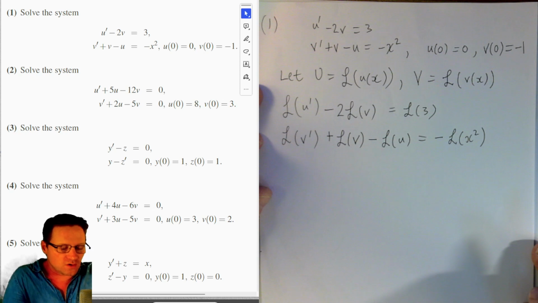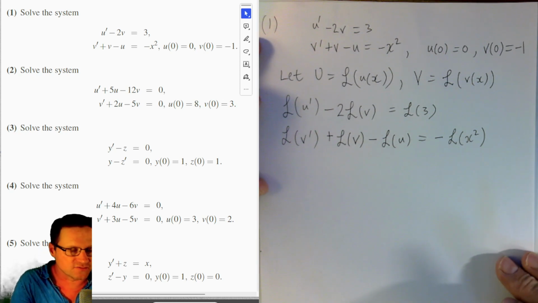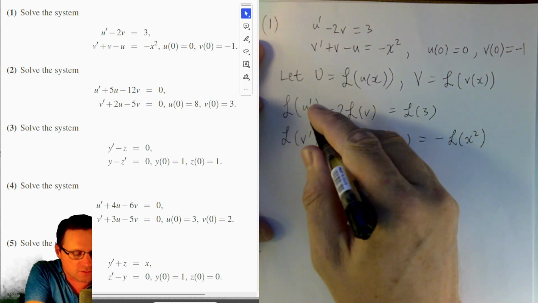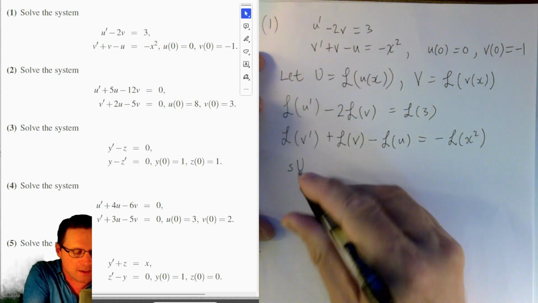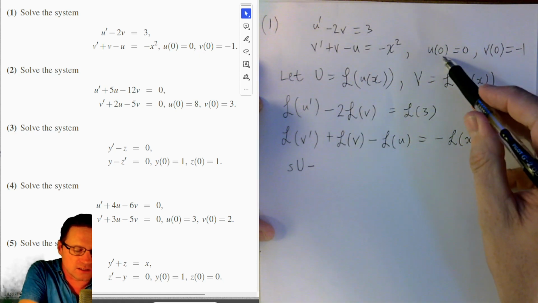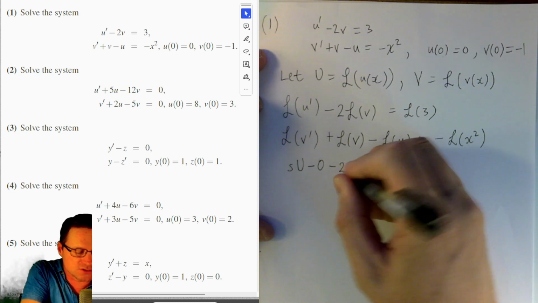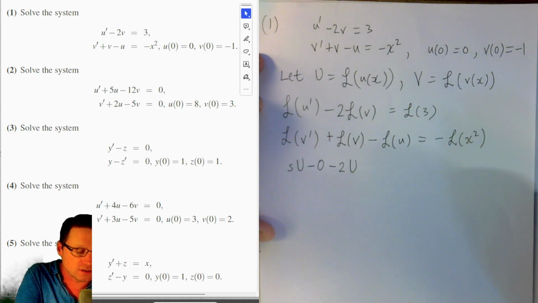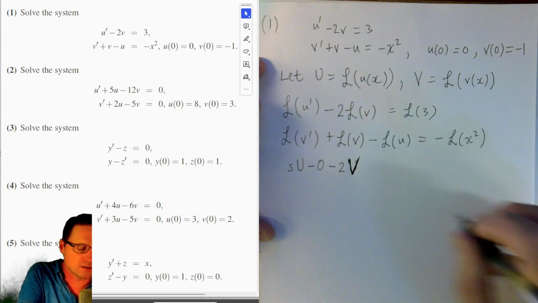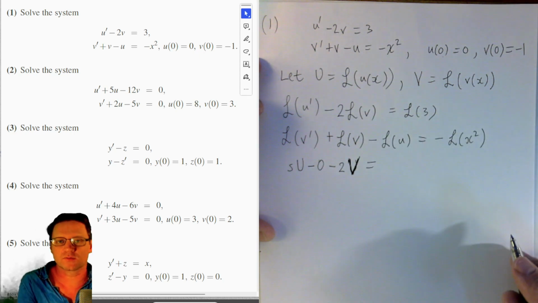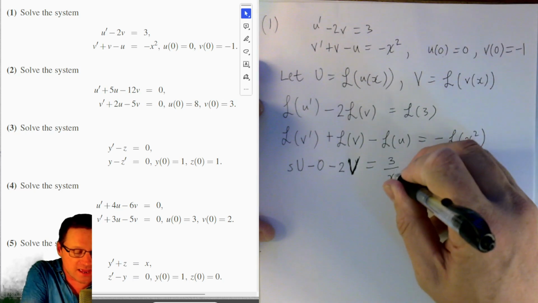All right, so next, let's take each of these Laplace transforms. So for u dash, we then have sU minus u of 0, so that's minus 0. And then we have minus 2 uppercase V, equals the Laplace transform of 3, but the Laplace transform of 3 is 3 over s.